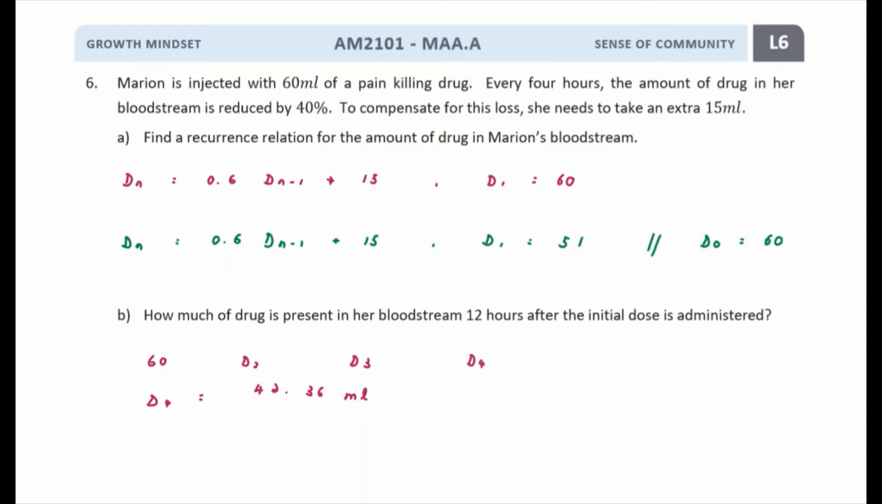Now if you are using the other one, the second one, how is that going to look? You start with 51, meaning after the first 4 hours already. So you want 12 hours, right? After the second 4 hours, you get your D2. I hope you get what I mean. This is the first 4 hours, then the second 4 hours, and then we continue with D3, which is your third 4 hours, and that's basically the thing that we want to find here.